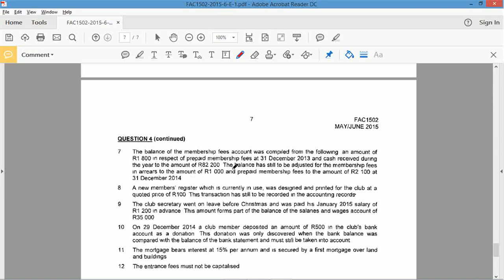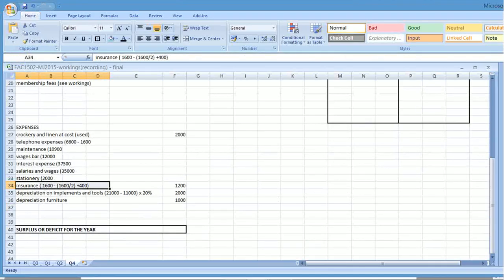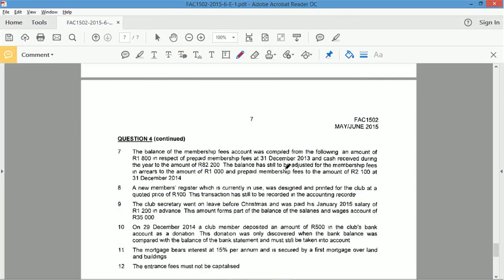The balance of the membership fees account was compiled from the following: an amount of 1,800 in respect of membership fees at 31st of December 2013. Okay, so that was 2013. That's prepaid membership fees. So prepaid membership fees is an income received in advance line item, and cash received during the year amounted to 82,200. The balance is still adjusted for membership fees and arrears, amounting to 1,000.